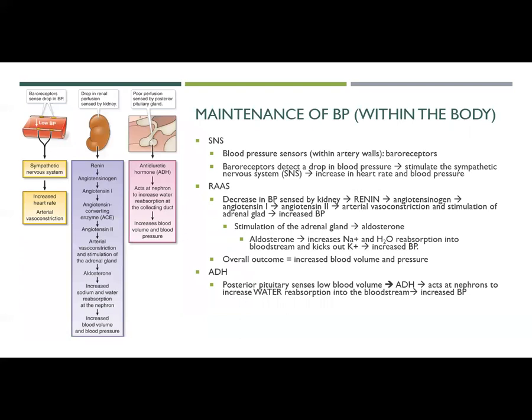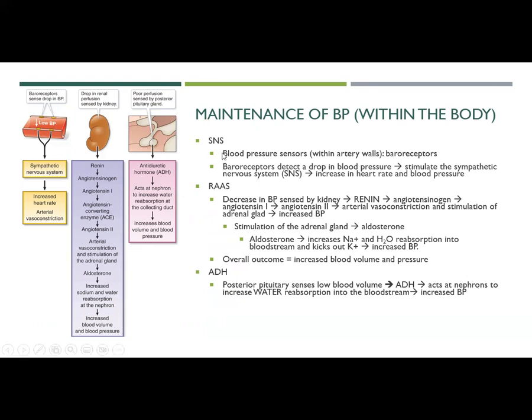And this here is how we control, or maintain, blood pressure within the body. This is what's happening naturally in our body. The reason I like to go over this is because our medications affect these different systems.